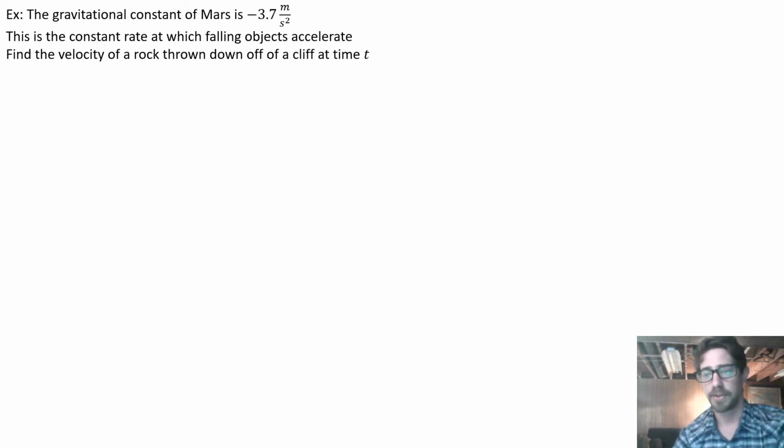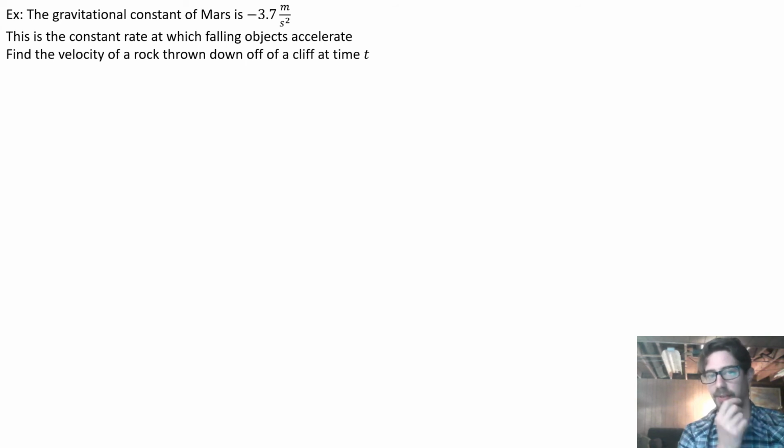Okay, we're on Mars. The gravitational constant of Mars is known to be negative 3.7 meters per second squared. So that's the thing that on Earth is negative 9.8 meters per second squared. So Mars has less gravity than Earth. We knew that long before we ever went there. It's based on its radius and its mass, which ancient astronomers actually figured out, Tycho Brahe, those guys.